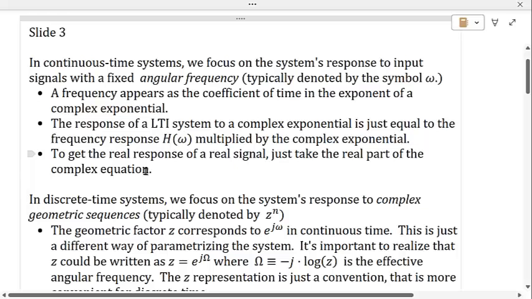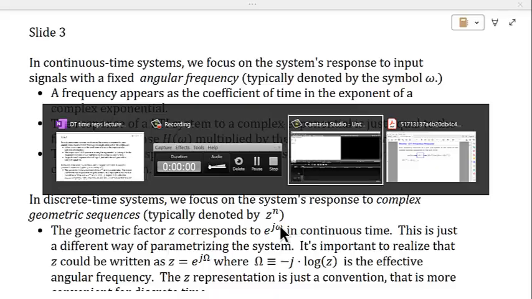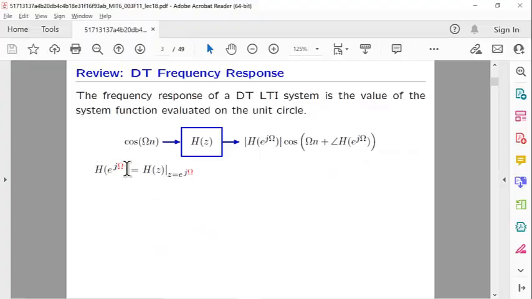It's helpful to compare your experience with continuous time and discrete time. And I'm going to give a summary at the end of this talk. So in discrete time systems, we focus on the system's response to complex geometric sequences, typically denoted by z to the n. So that's your z transform. So the geometric factor z corresponds to e to the j omega in continuous time. In fact, that's what he writes here. He's writing e to the j, this big omega, because this is a little bit different from angular frequency. We'll get into that, but it plays the same role as angular frequency.